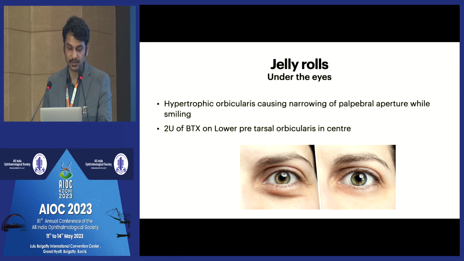And for jelly rolls, at the pupillary plane, you can give at the pretarsal point 2 international units. Basically, jelly rolls are because of a hypertrophic orbicularis, causing narrowing of the palpebral aperture.